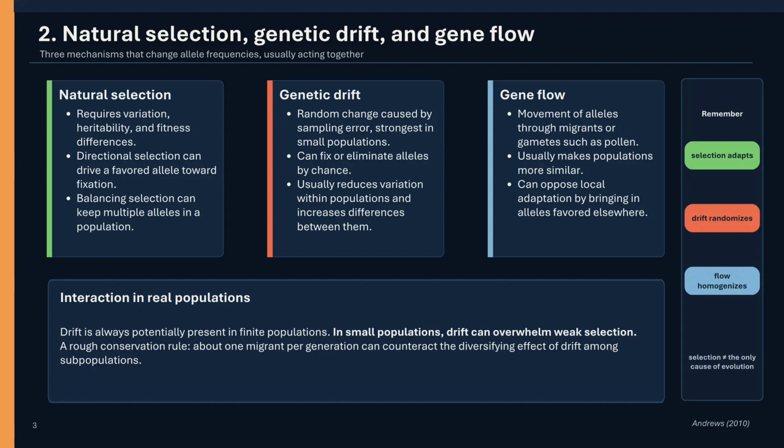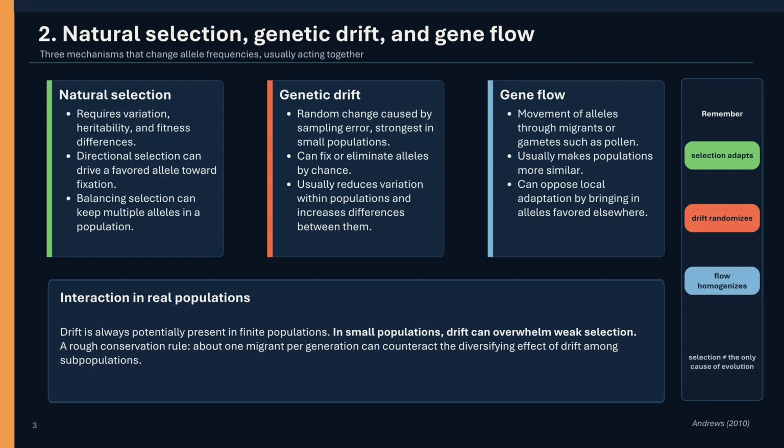Interestingly, about one migrant per generation can be enough to counteract the diversifying effects of drift among subpopulations. Ultimately, natural selection, genetic drift, and gene flow all change allele frequencies. They interact in real populations to shape adaptation, diversity, and population divergence.